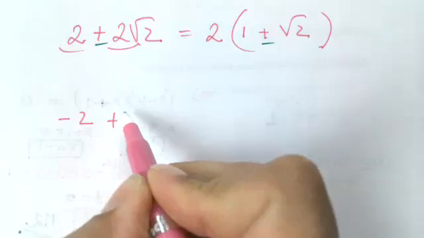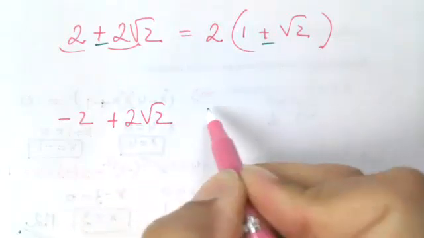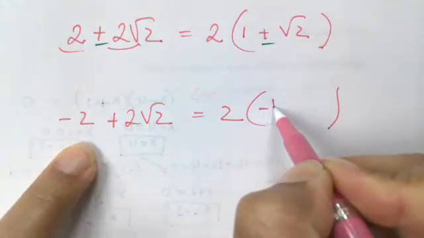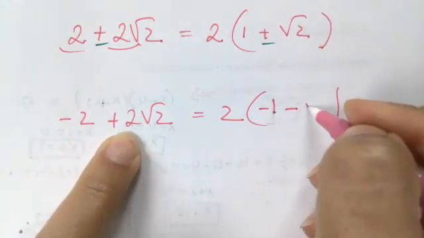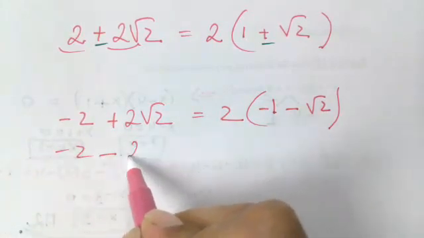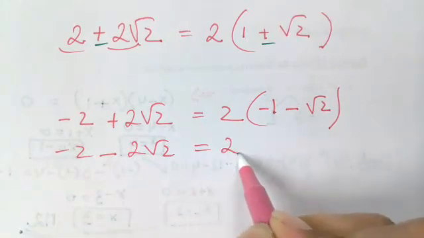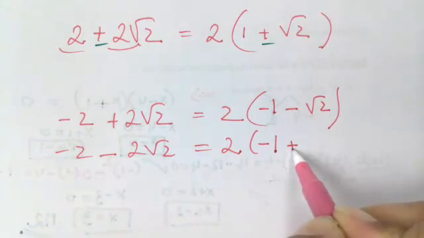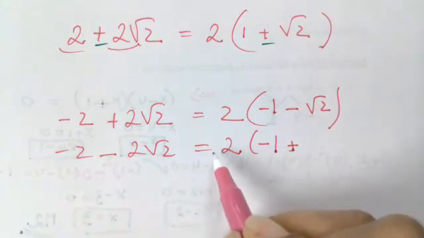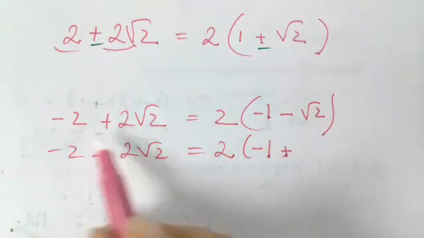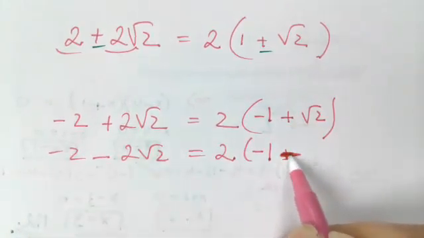So if you have a -2 plus 2 square root of 2, you can still take the 2 out. What you're going to be left with is -1, right? And a negative square root of 2. -2 minus 2 square root of 2. If you take out a 2, you have -1. Wait, where's my negative coming from? This is positive, and this is negative.